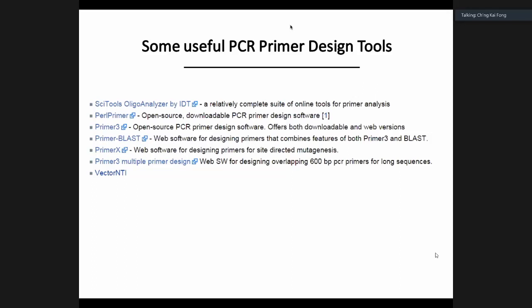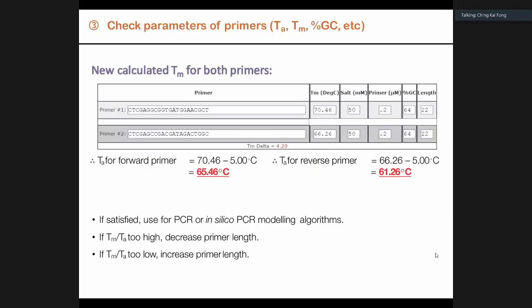Doctor, I have a question. Yes, who is speaking? Kai Fong. Just now, Doctor has said our PCR product cannot be too long. So what is the optimum length of the PCR product? Optimum length of PCR product.